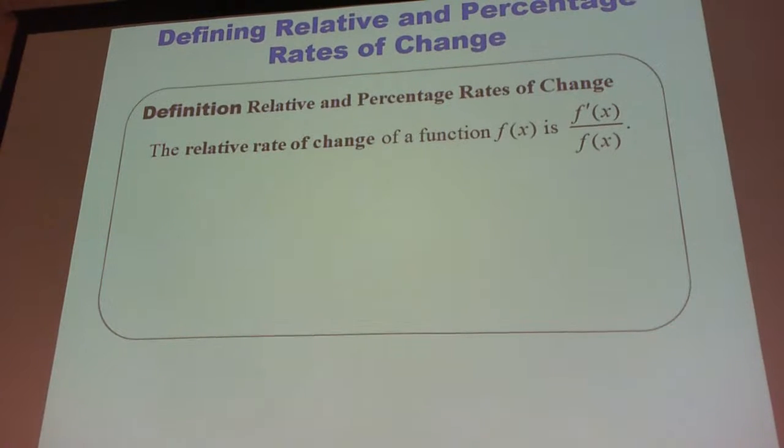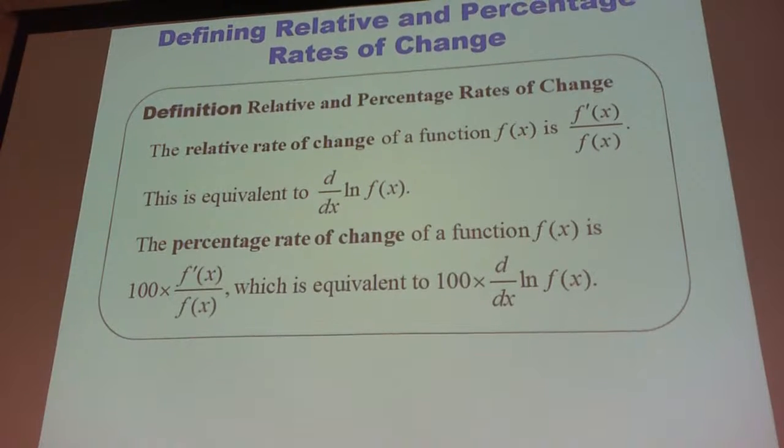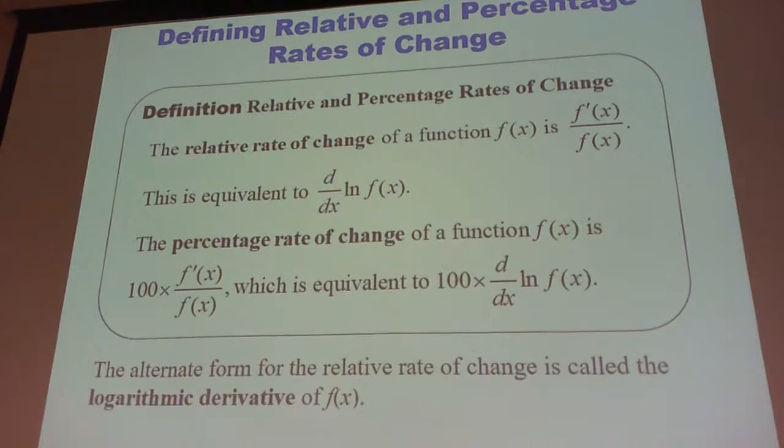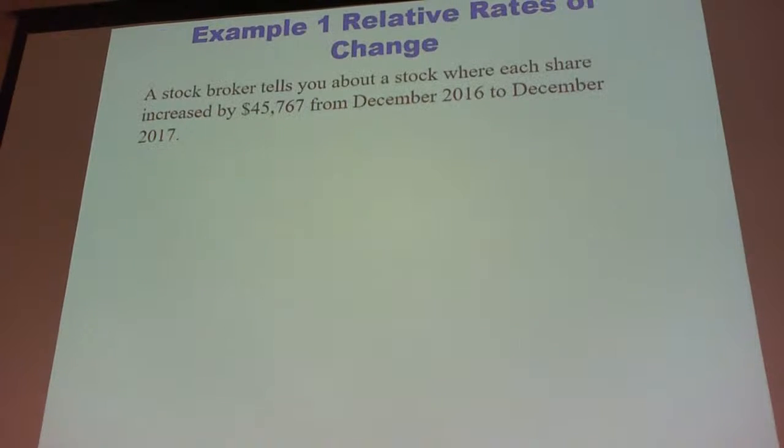So the idea of this is relative and percentage rates of change. The relative rate of change of a function is the derivative function over the original function. Again, this is all leading up to the formula. We're not at the formula yet. It's equivalent to taking the derivative of ln of f of x, which if you look at how to take a derivative of ln, it's the 1 over the original times the derivative. And it's the percentage rate of change of a function. Then you multiply by 100 to find the percent. The alternative form of the relative rate of change is called the logarithmic derivative of f of x.